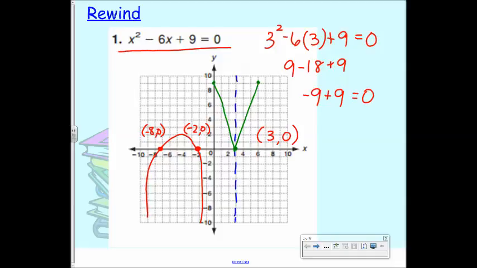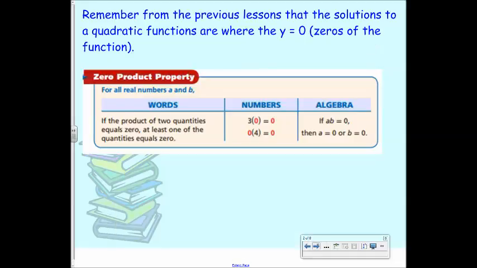Okay, so one of the ways to do that is by graphing. Another way that we can do that is by factoring. So again, this is just a slide that says everything I just said. Remember from the last lessons that the solutions to a quadratic function are where y equals 0. So again, the zeros of the function. Okay? Now, the zero product property is something you all know. You might not ever call it this.